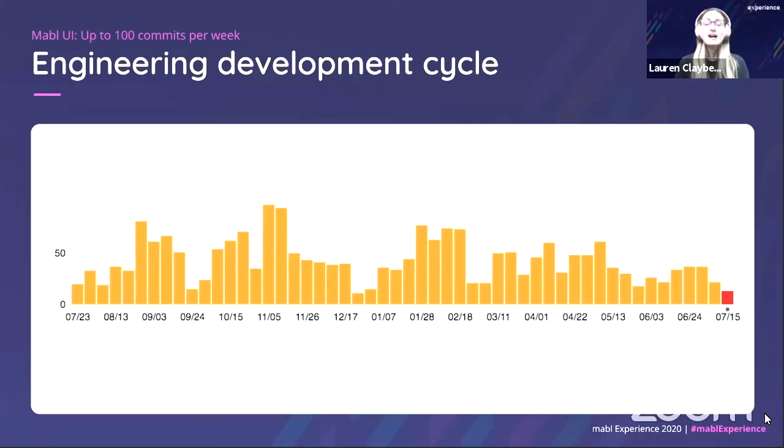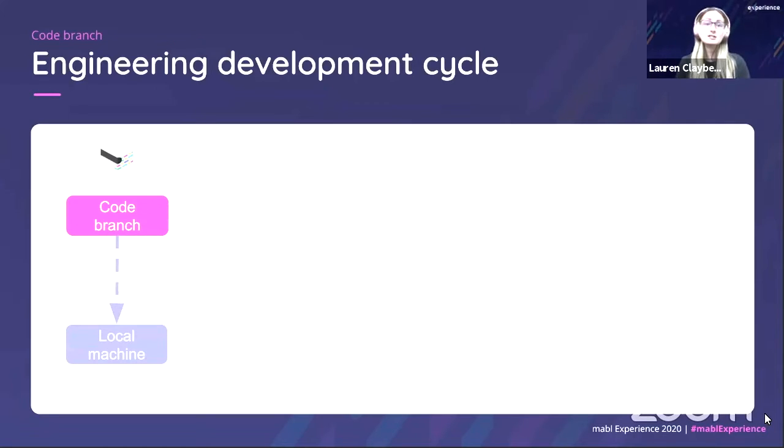And as you can see from this chart, this shows the number of commits per week just to our user interface alone. And some weeks it can get even as high as 100 commits. So it's very important that we can rely on our tests and catch things early so that this velocity doesn't slow down.